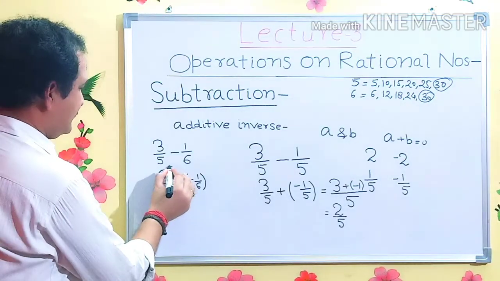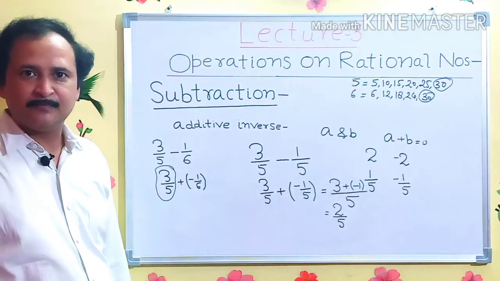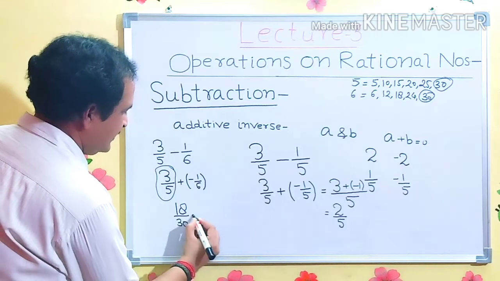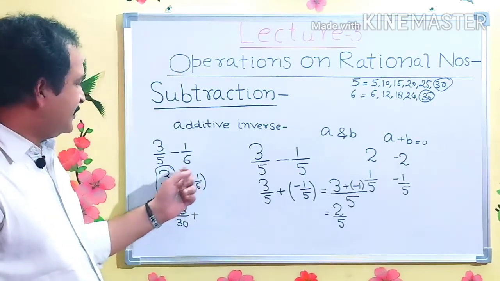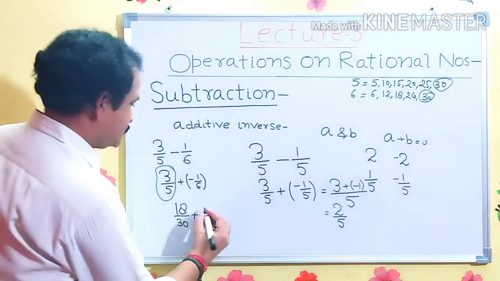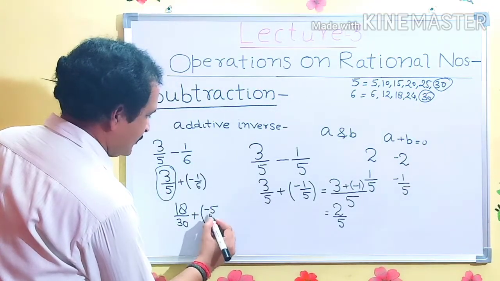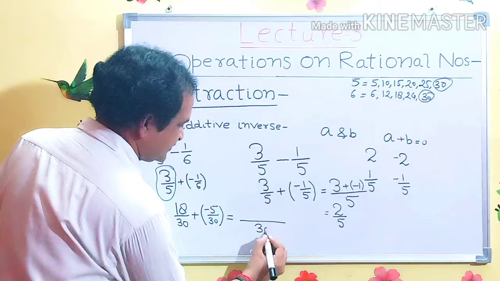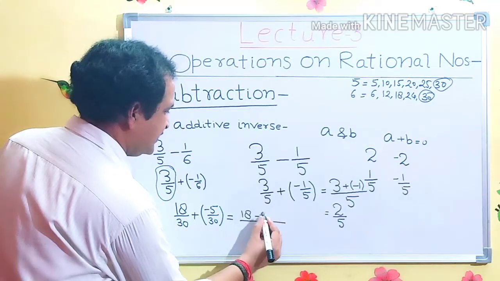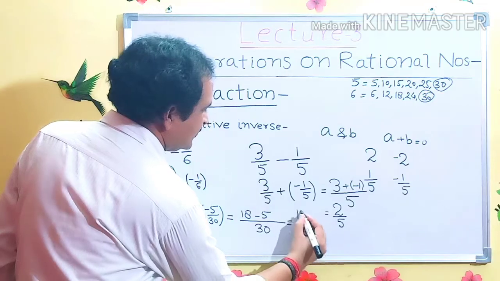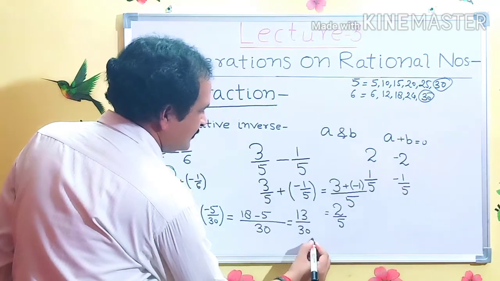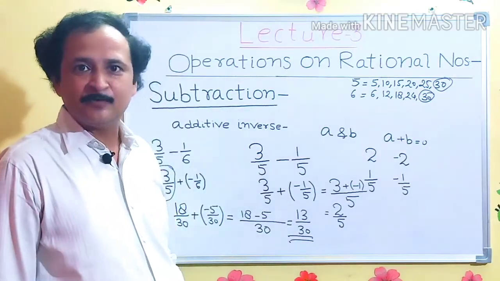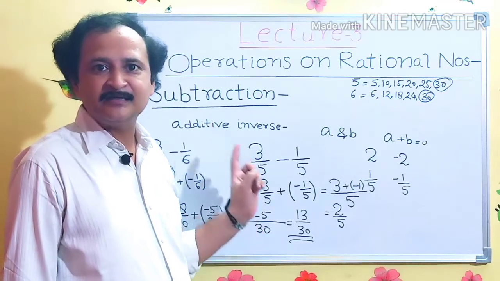For this purpose, multiply numerator and denominator of this rational number by 6. So it is 18 upon 30. Similarly, multiply the numerator and denominator of this rational number by 5. So plus minus 5 upon 30. Add them. So it is 30 in the denominator, and the numerator is 18 minus 5. So it is 13 upon 30. So by this procedure, we can apply the subtraction process for any rational numbers.